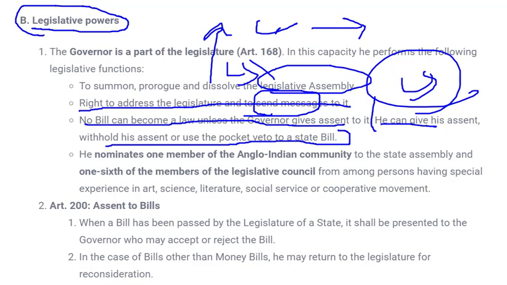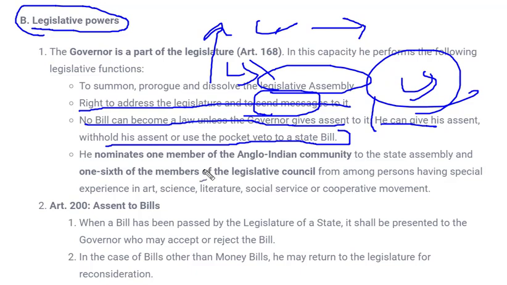What are these options? If he wants, he can give his assent, and once he gives his assent to that bill, it becomes an act. If he wants, he can withhold that assent. Withholding a bill means it will not be converted to law, it will be destroyed, or you can say there would be an end to that bill.